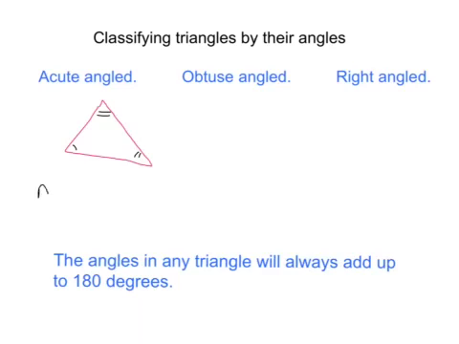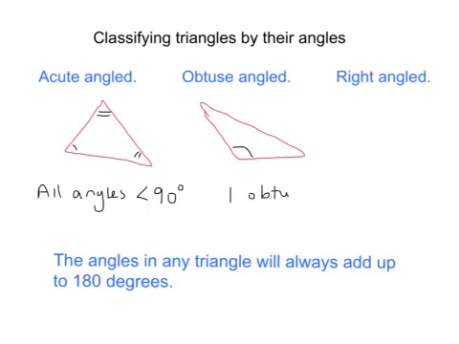So all angles are less than 90 degrees. Now when it comes to an obtuse angled triangle, they're the ones that have one angle that's obtuse. They kind of lean over like that. So this angle here is clearly an obtuse angle. So they have one obtuse angle. You can only ever have one in a triangle because otherwise you can't draw up the edges to make it into a triangle. The third type then, right angled, well that's pretty straightforward.